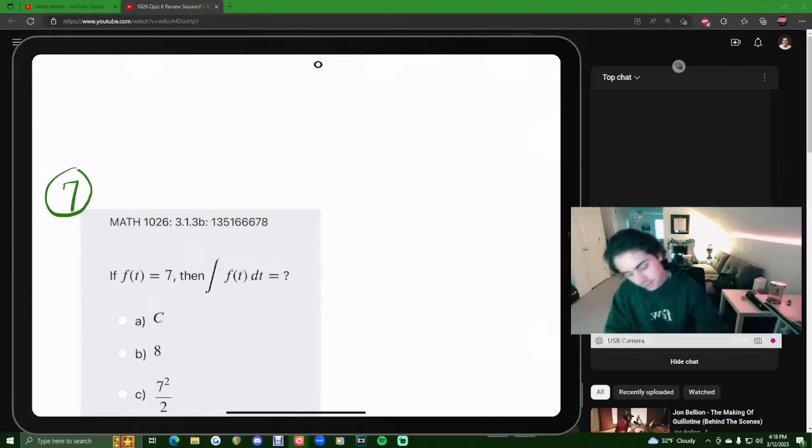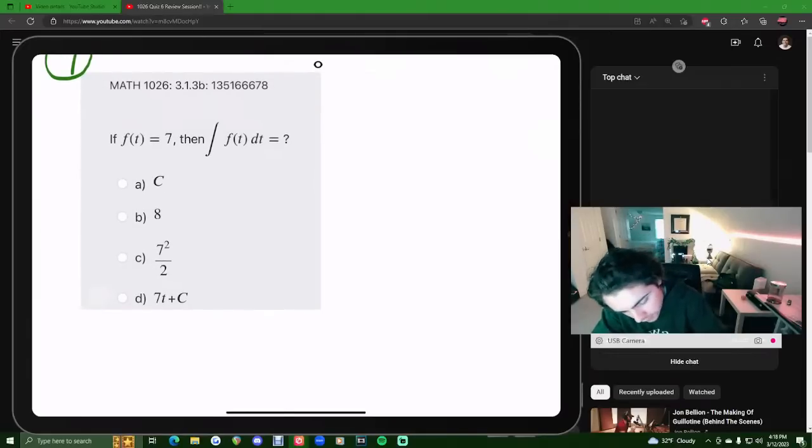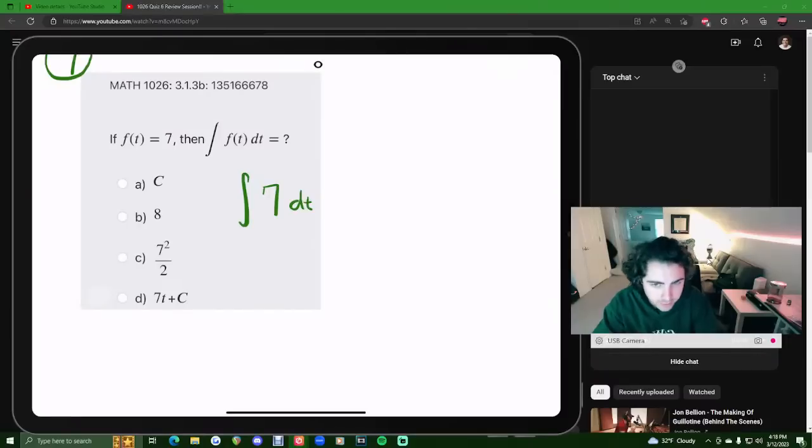That was number 6. Here's number 7. This function 7, they're asking what is the indefinite integral of 7 dt. Now all this means is we're finding the antiderivative of 7. When we think about it like this, we're finding the antiderivative of 7. So the question is, what function would have had a derivative of 7?